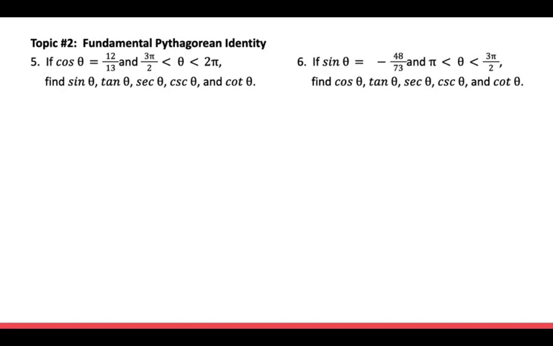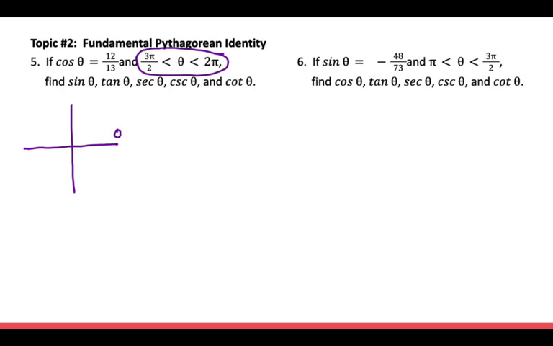So I'm giving you one of your trig functions. So cosine is 12/13, and I tell you that our angle is between 3 pi over 2 and 2 pi. Now, both of those pieces of information are super important. I always like to start with this piece of information first. That tells us what quadrant I'm going to draw my triangle in.